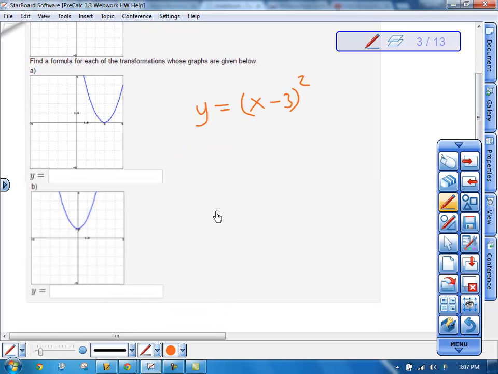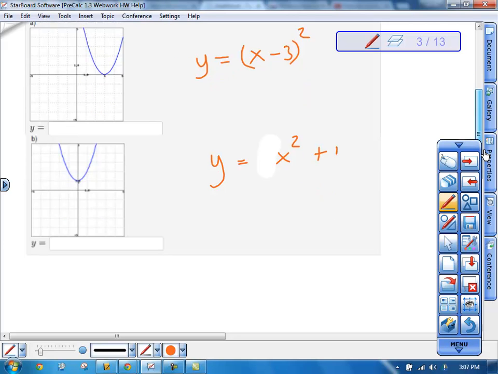Next one's been shifted up 1 unit, so we're going to do y equals x squared plus 1. That moves it up. When you add outside of the function, not inside the parentheses, but outside, that will move it up or down, depending on whether you add positive or negative.